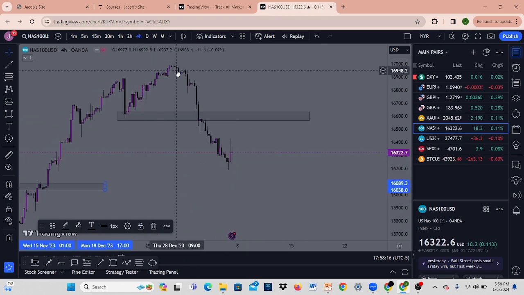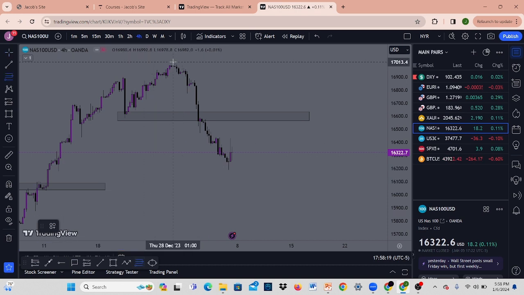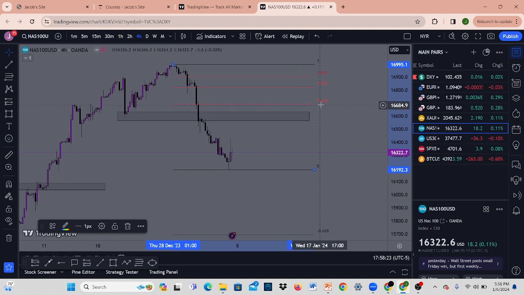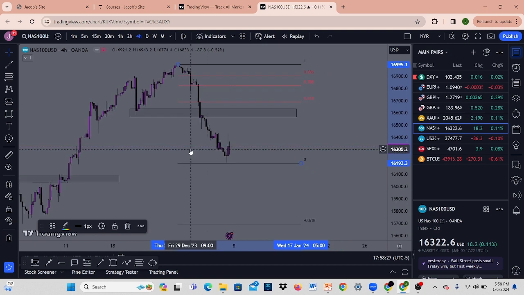So I like to wait for the retracement. I want to see a retracement to a key fib area. My key fib area is the 0.618, 0.786, and 0.886. So I want to see NAS come back up to around this area, or to the area it broke, and then potentially look for a sell.